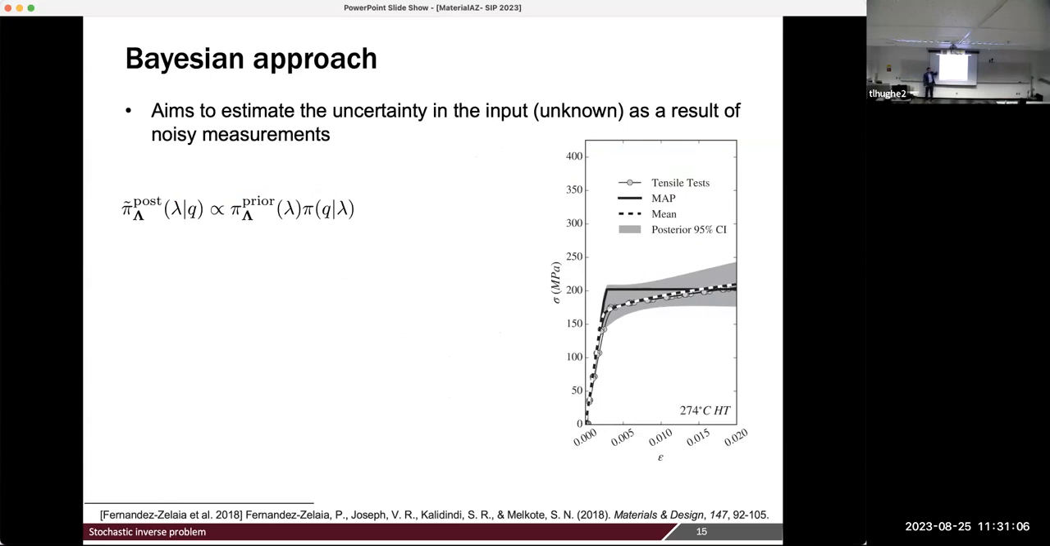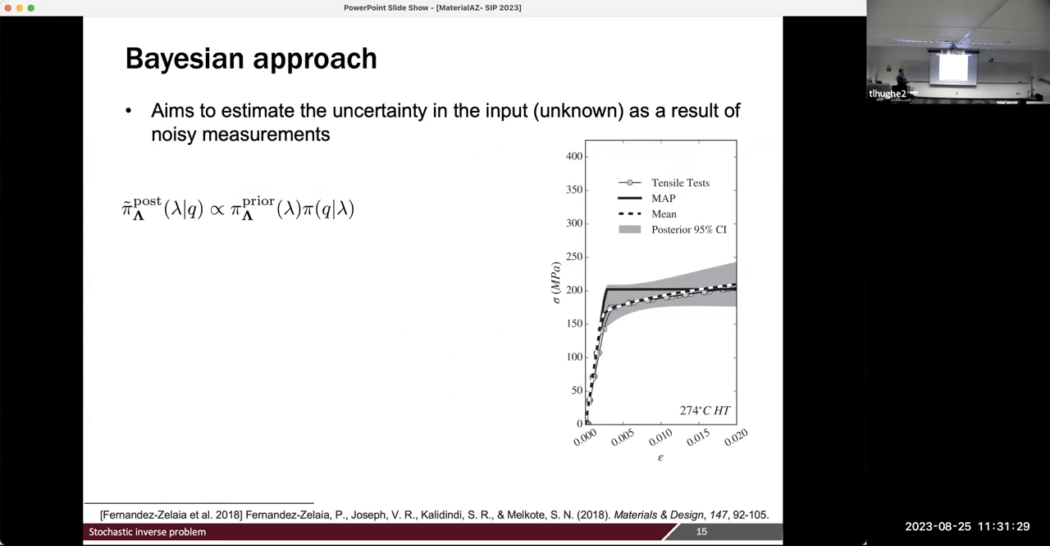But if you do a Bayesian approach, phi, in all of my discussions from now on, phi is a probability distribution. So if lambda is my unknown quantity, which is my sigma in this case, q is my measurement, then I can obtain a distribution on my unknown quantities. And that sort of captures this noise very well.